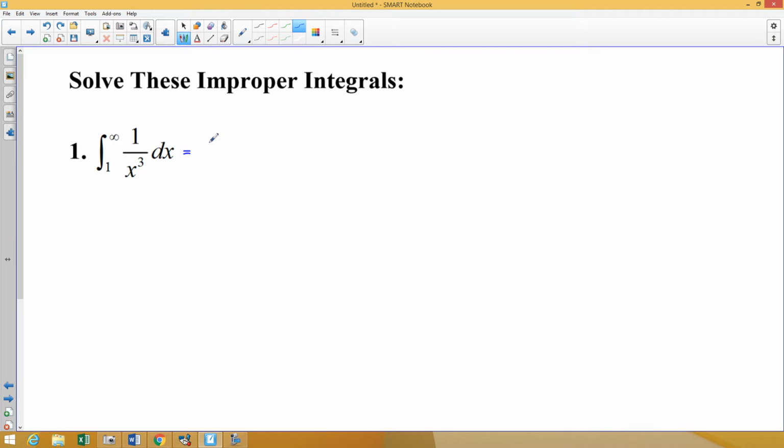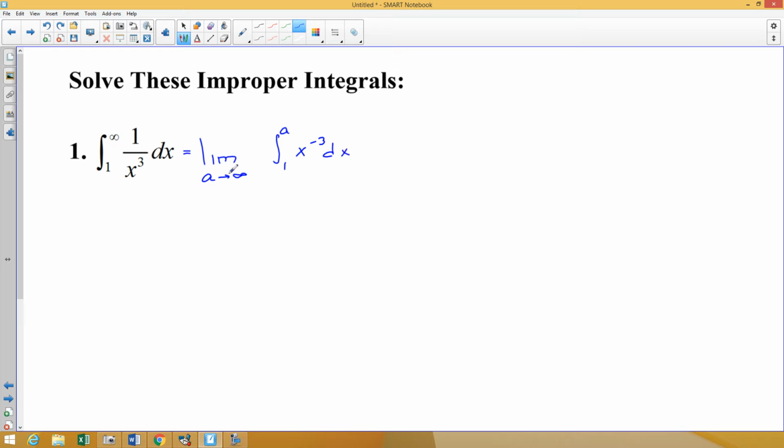So I'm going to say, let's take this antiderivative, and my improper behavior is occurring up here on the upper limit, so I'm going to replace that upper limit with an a, and I'm going to say, let's see what happens to this area as a goes towards infinity, and my function is 1 over x cubed, which is easier to integrate as x to the negative 3.